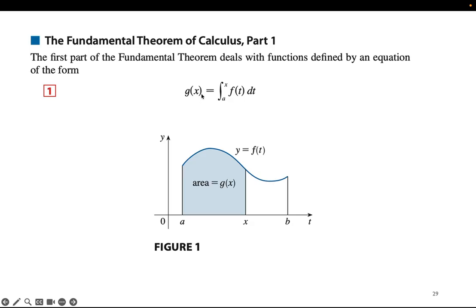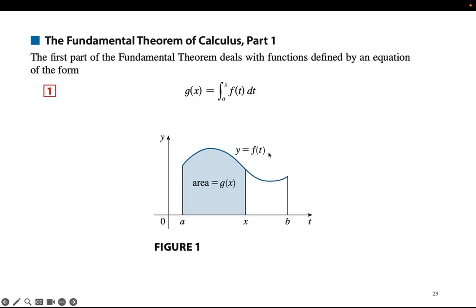Notice x here has a different interpretation than the variable here. So that's why we don't want to call this x, because we want this to be t. T is the independent variable. And g of x, given a fixed x, is the area under f of t from a all the way to x. It's the area of this region right here.